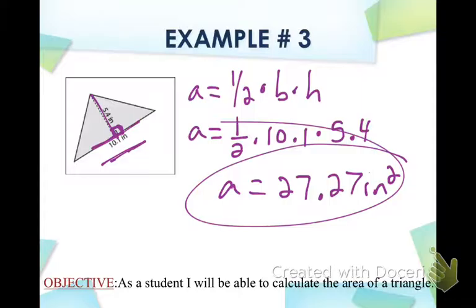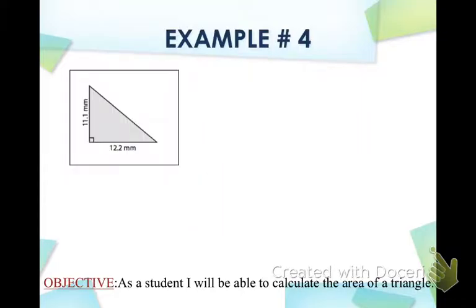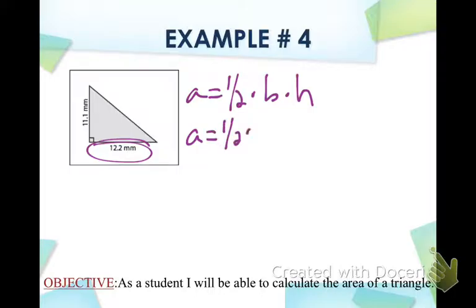Alright, we have one more example. Example number 4, you need to plug in your formula. Area is 1/2 times the base times the height. The next thing you need to do is plug in your numbers. Okay, 12.2 millimeters is going to be our base, because that's what it's sitting on today. Area equals 1/2 times 12.2 times 11 1/10.